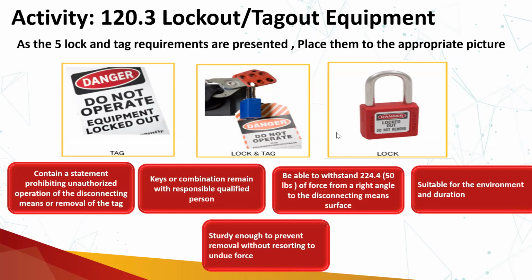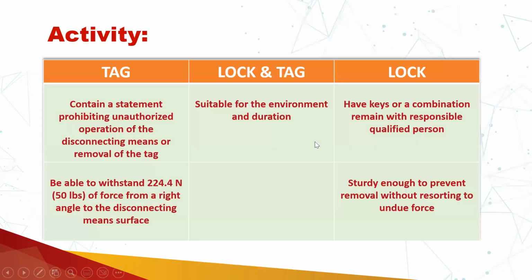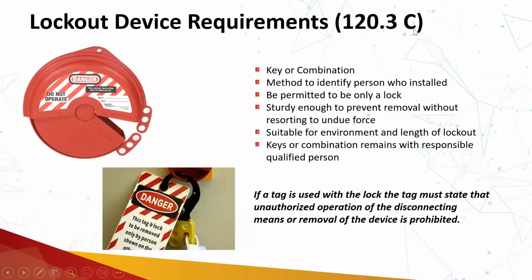So if you look into Article 120.3, you are going to find statements, and those statements are covered here. Tag, locks, and other things. So 120.3(C): keys or combination method to identify the person who installed it be permitted to be only a lock, sturdy enough to prevent removal without resorting to undue force, suitable for environment and the length of the lockout and tagout. Keys or combination remain with the responsible qualified person.